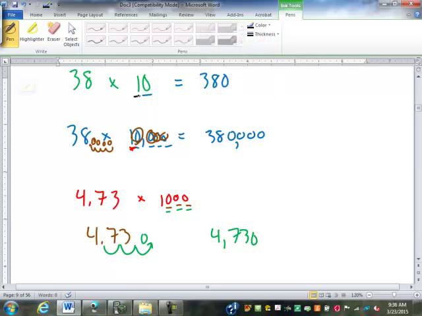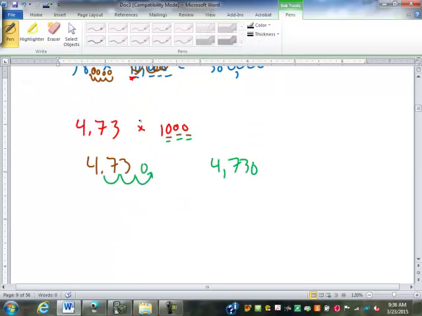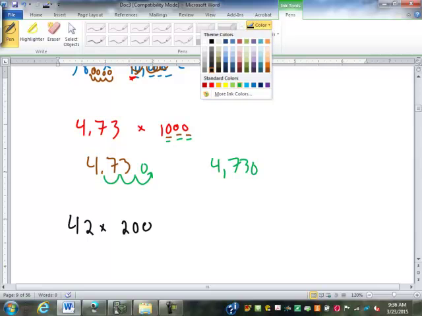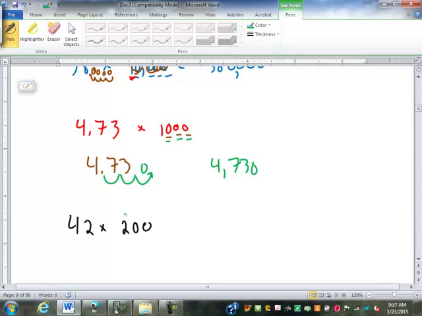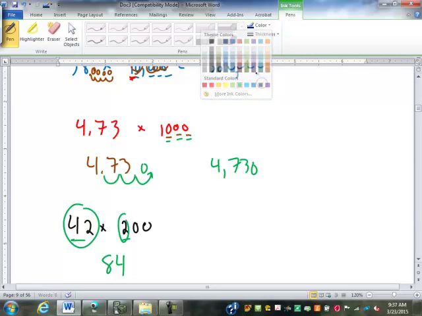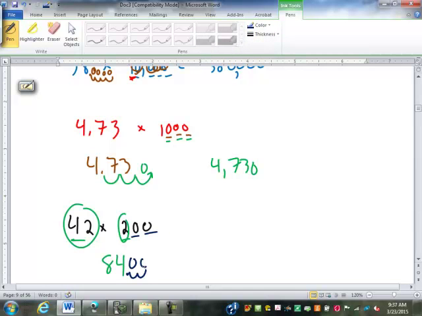What if it's not a 1 at the beginning of that, though? What if it is something like 42 times 200? Perfect. We can just do the 42 times 2, which is 84, and then move the decimal point. 2 zeros means we move it 2 spots. 1, 2, 8,400.